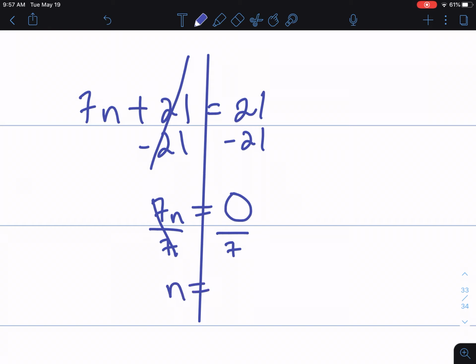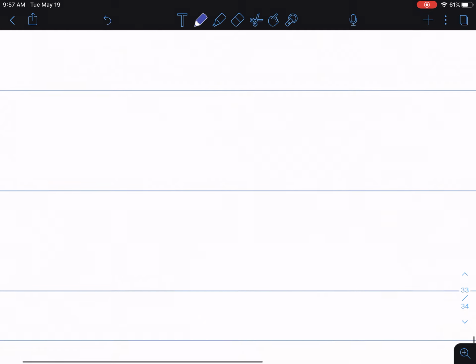N equals. So now here on the right we have 0 divided by 7. And plug that into your calculator. 0 divided by 7. See what you get. You should get 0. So n equals 0. And that is your answer. And that's a valid answer. Okay, next one.